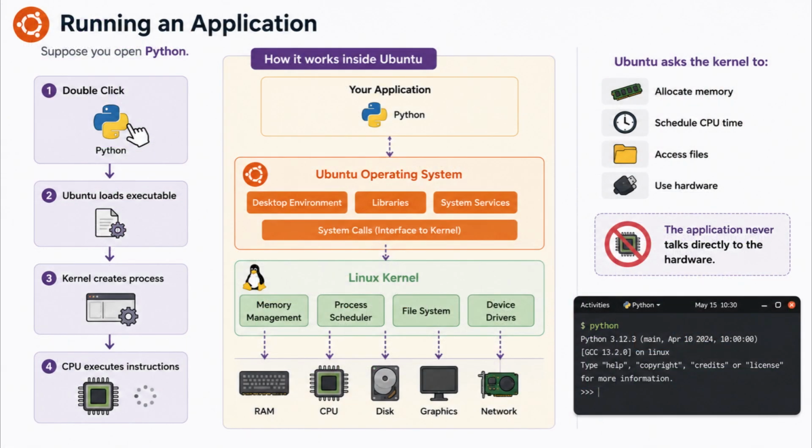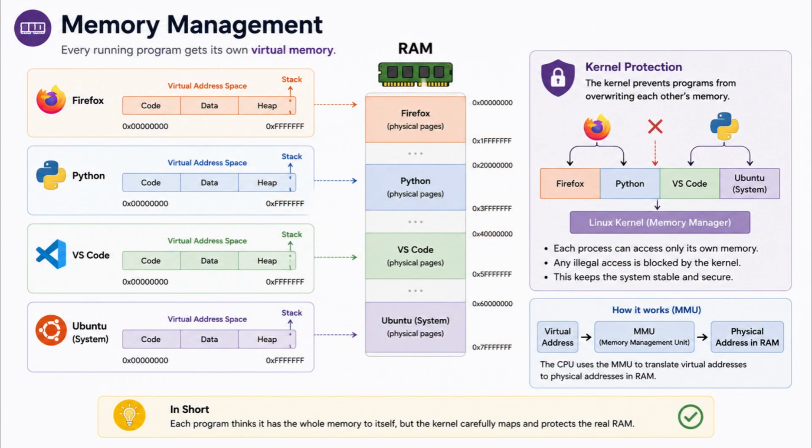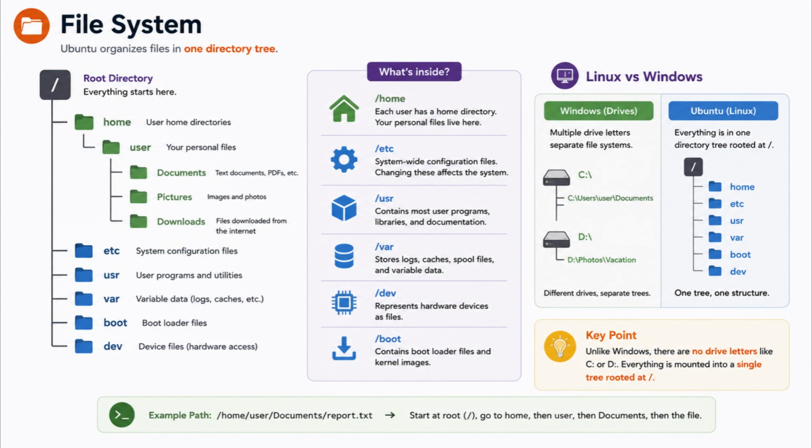When you open an application like Python, Ubuntu loads the program and asks the Linux kernel to create a new process. The kernel allocates memory, schedules CPU time, and safely manages access to hardware resources. Ubuntu gives every running application its own protected memory space. Firefox, Python, and VS Code cannot interfere with each other, improving both system stability and security, even when many programs are running.